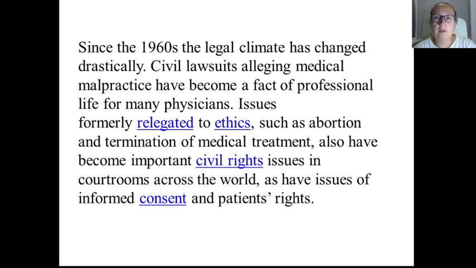So, one of the most modern changes was that since the 1960s, the legal climate changed drastically, because civil lawsuits alleging medical malpractice have become a fact of professional life for many physicians. Issues formerly regarded as ethics, such as abortion and termination of medical treatment, have also become important civil rights issues in courtrooms across the world, as have issues of informed consent and patients' rights.